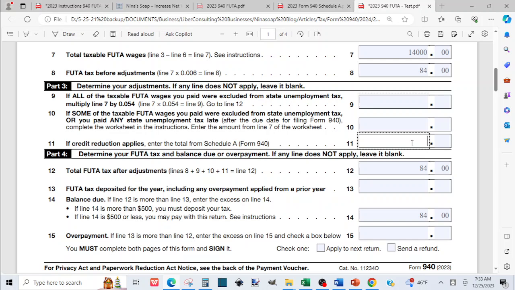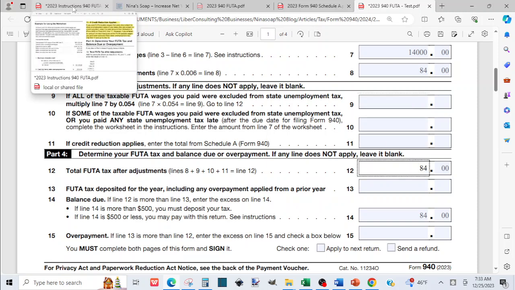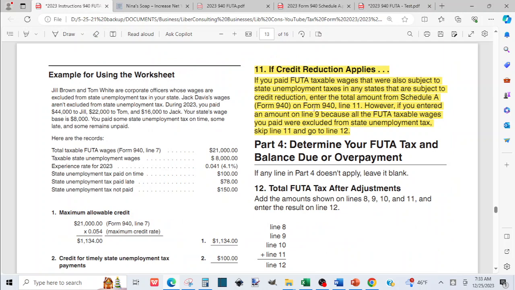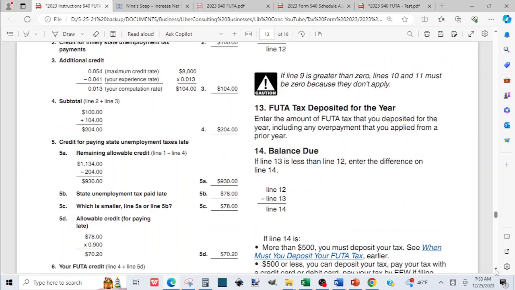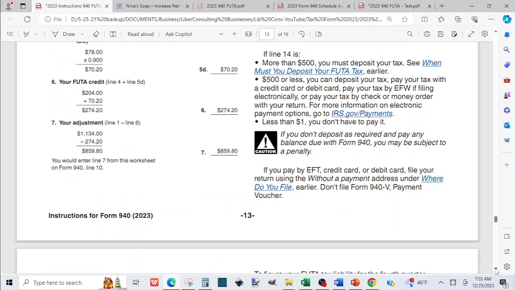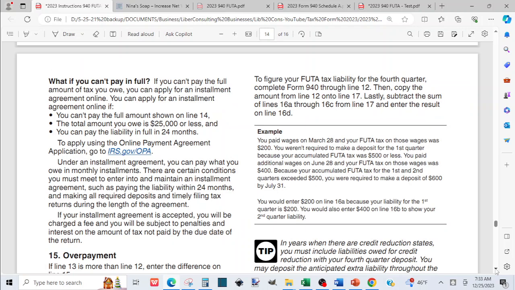But if you pay your state unemployment and you do not complete line 9, you will need to complete Schedule A and put whatever is on Schedule A for credit reduction states on line 11. But if you complete line 9, then you'll just go to line 12, credit reduction state or not. Again, you'll find it on page 13 of the instructions for Form 940 2023. And I think that's pretty much it. And that's how you complete Form 940 for 2023.